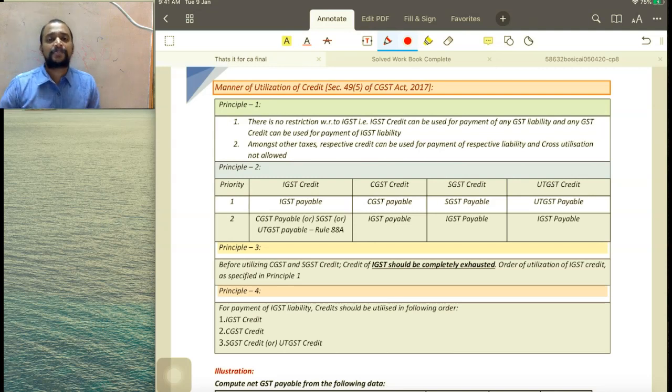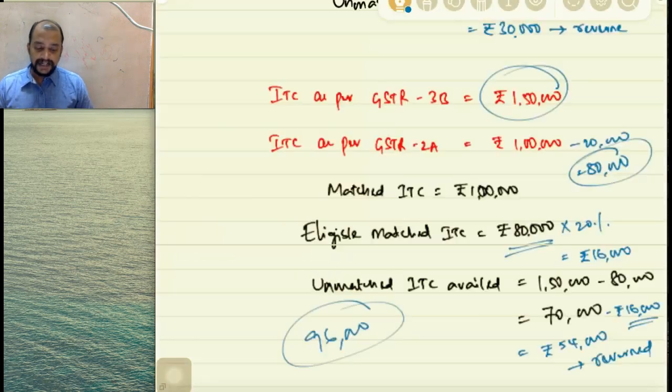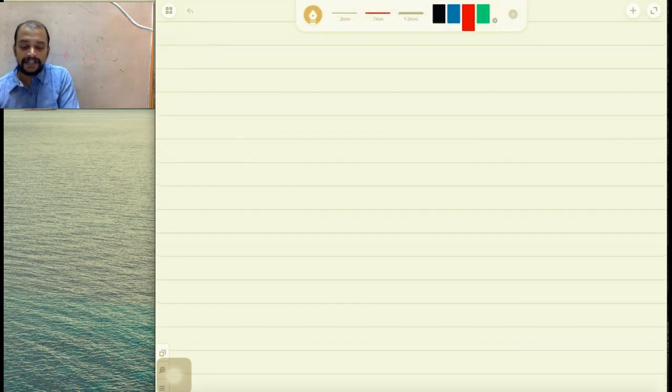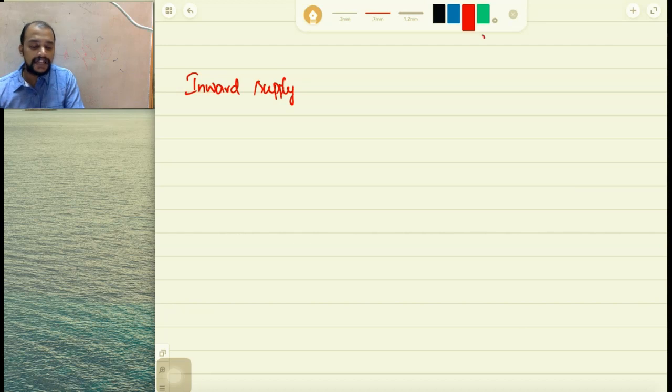We have few principles which we need to keep in mind. First, principle number 1. Which ITC can be availed? We can avail all 4 ITCs. What 4 ITCs? How many GSTs that we have? We have CGST, SGST or UTGST, that is on inward supply. We have made some inward supply. On that inward supply, we have GST paid on inward supply, which can be taken as ITC.